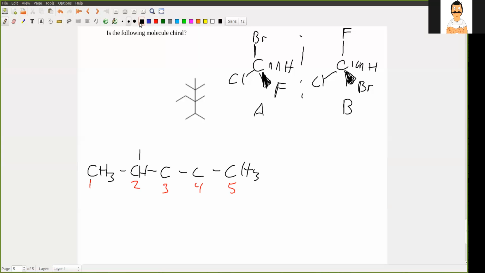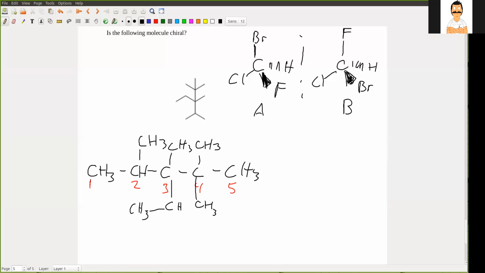So carbon 2 has a methyl group. Carbon 3 has a methyl and an ethyl group. So we're going to put the methyl up here and the ethyl down here. And then carbon 4 has 2 methyl groups. And carbon 5 is just by itself.